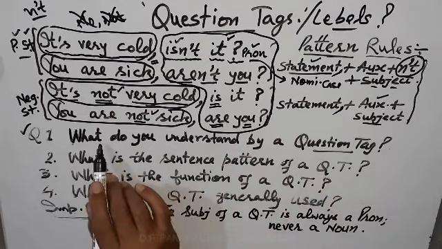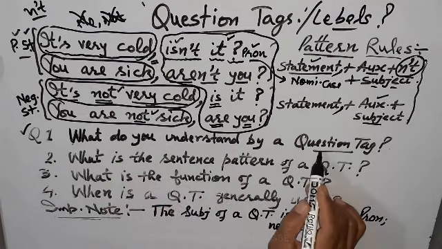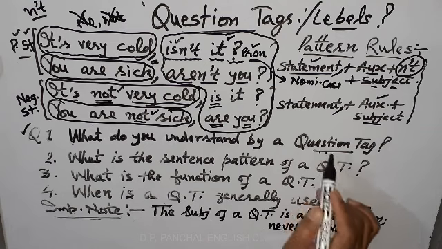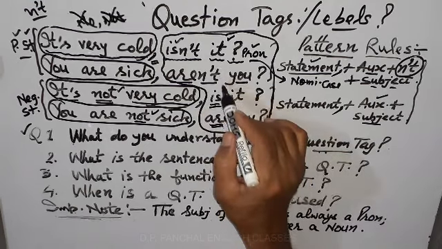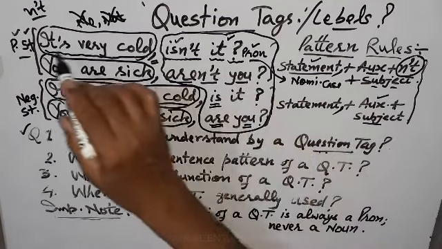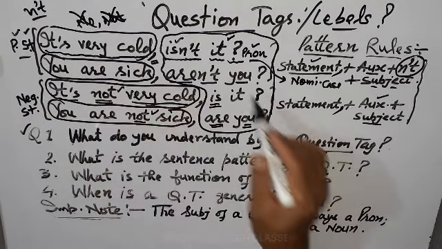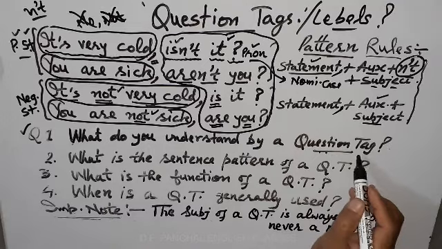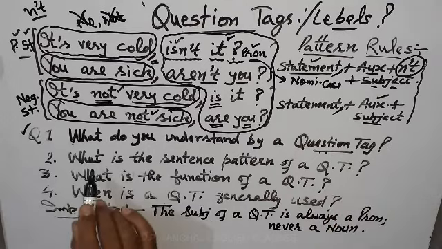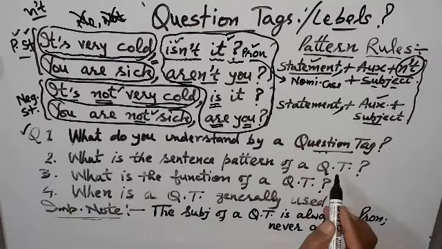So is this question clear? What do you understand by a question tag? A question tag is an incomplete sentence used after the positive statement or the negative statement. These parts are known as the question tags. They ask questions. Second question, what is the sentence pattern of a question tag?